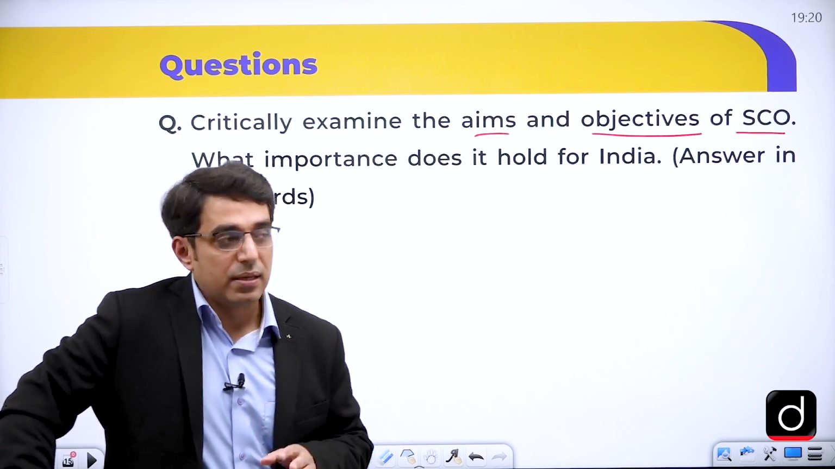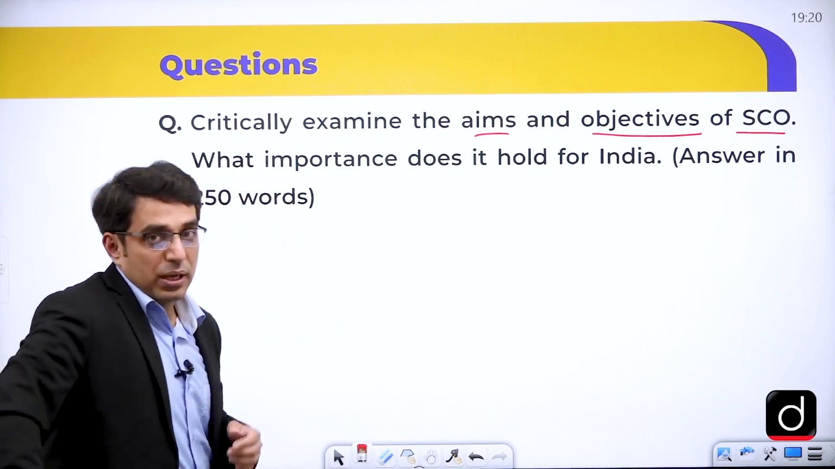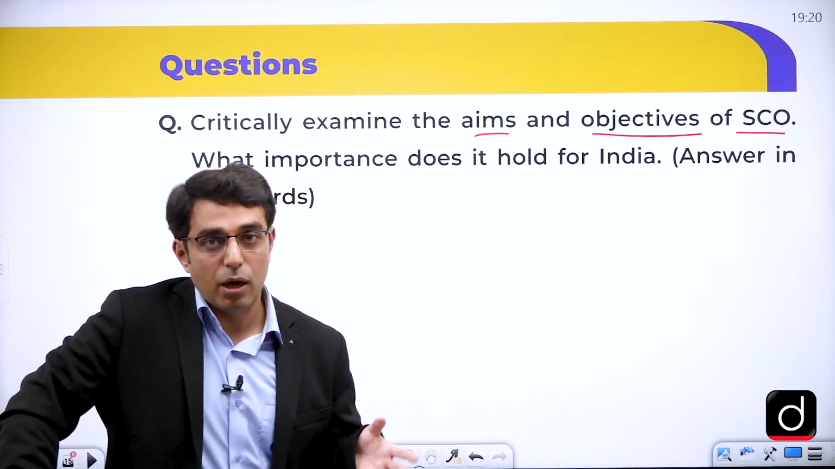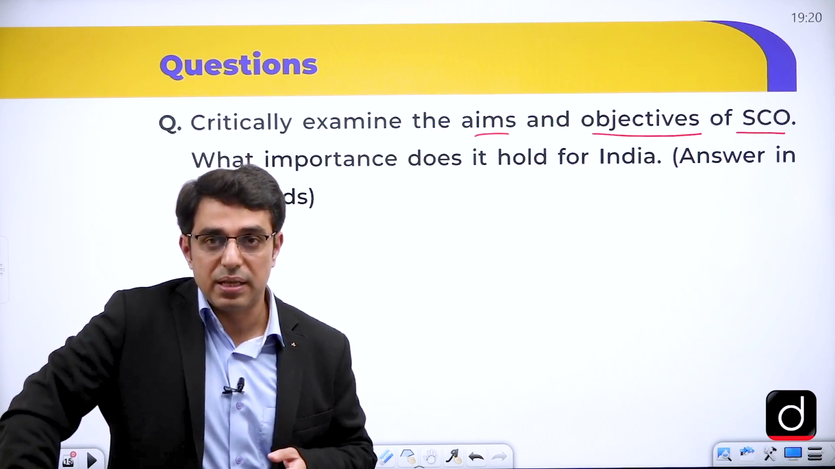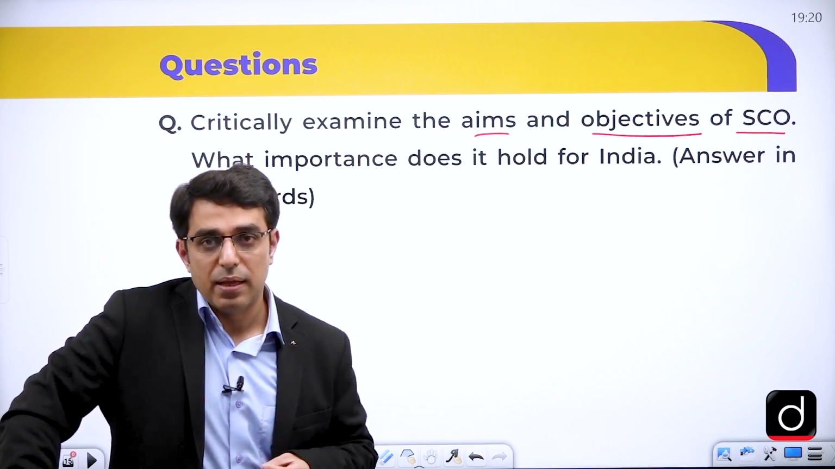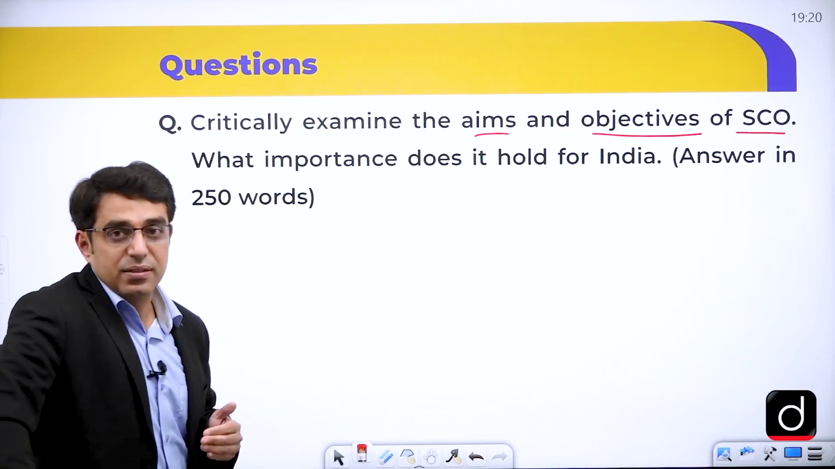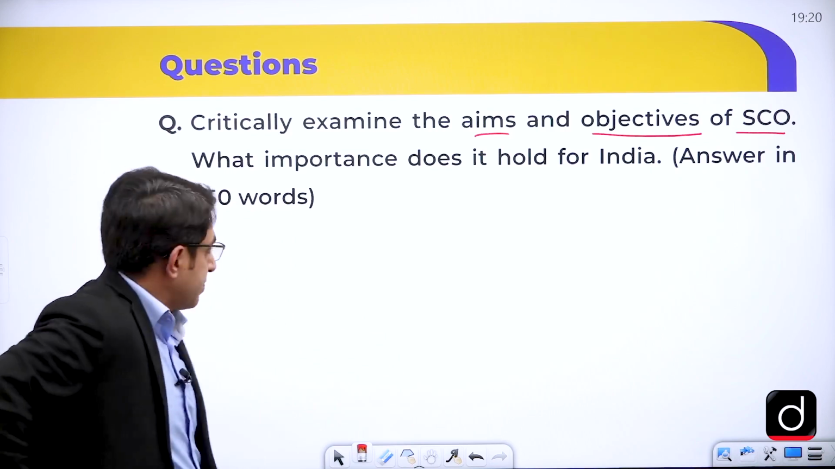Even otherwise, the membership of SCO includes countries like Russia, countries like China, and now India and Pakistan are also its members, and four Central Asian republics. Except Turkmenistan, all the Central Asian republics are part of this grouping. So that increases its value and significance.